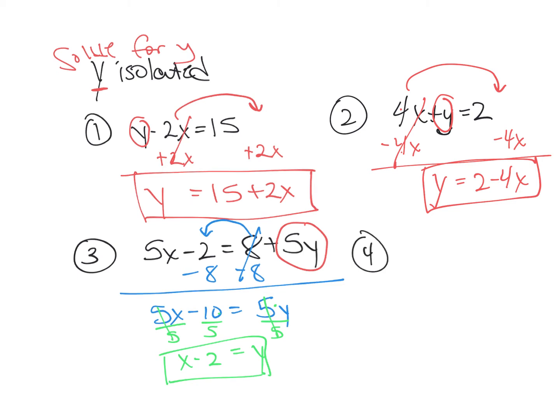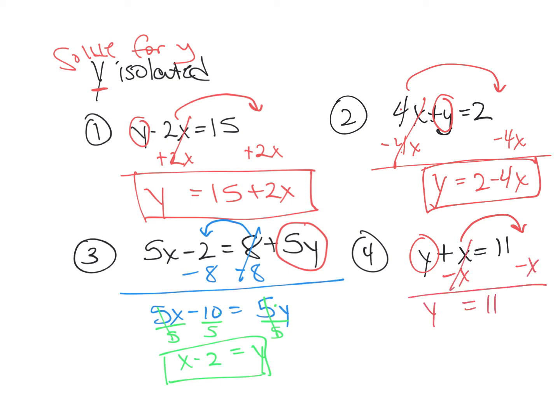Okay, next one. Let's look at y plus x equals 11. Circle y. I need to move x over, right? We're just doing everything we've done before, but now we have another variable. So we have to remember all of our operations. That's going to subtract x. Bring down y. That cancels out, equals 11 minus x.